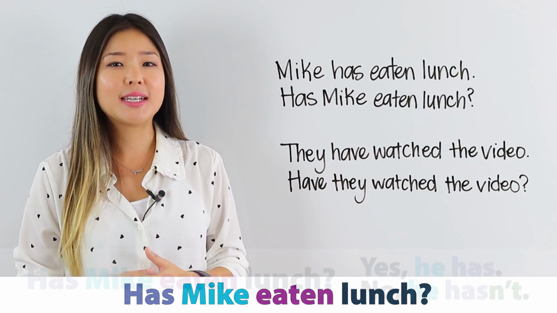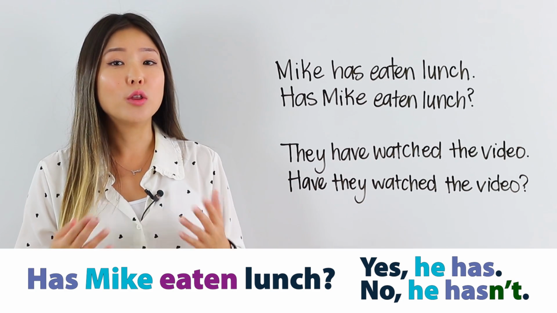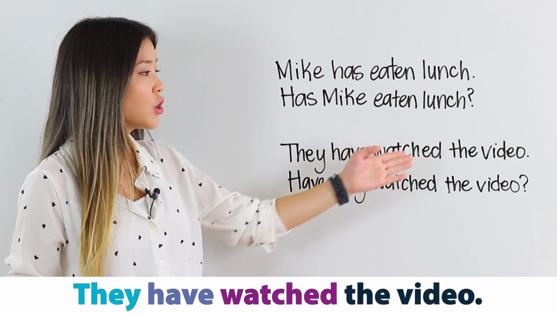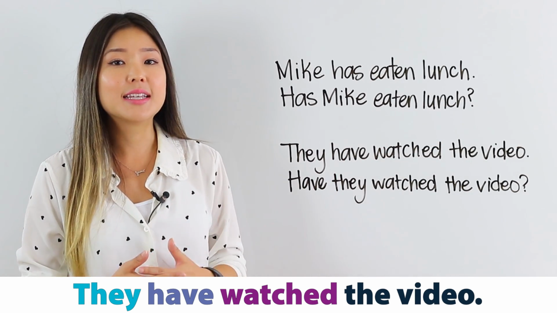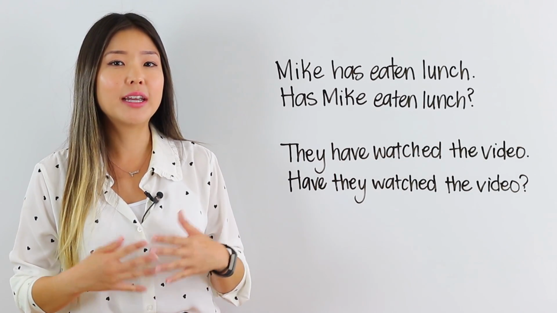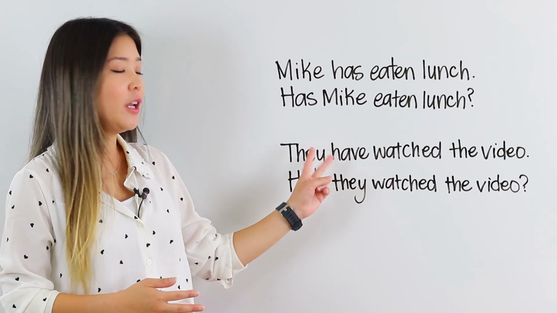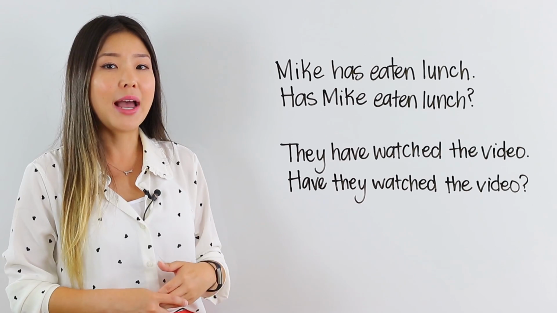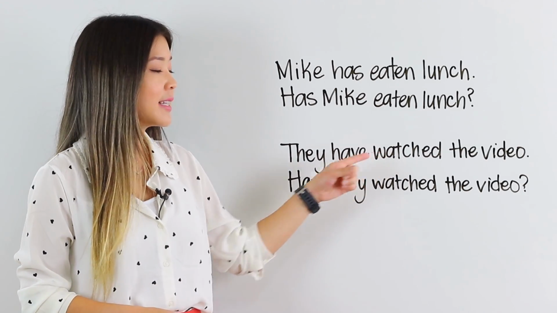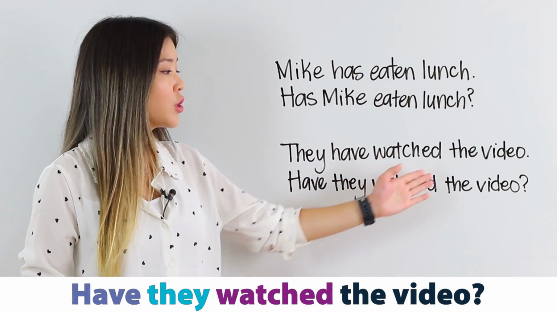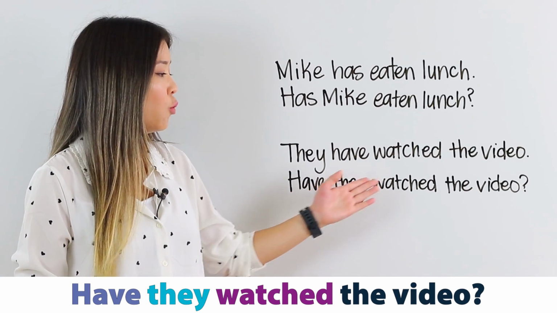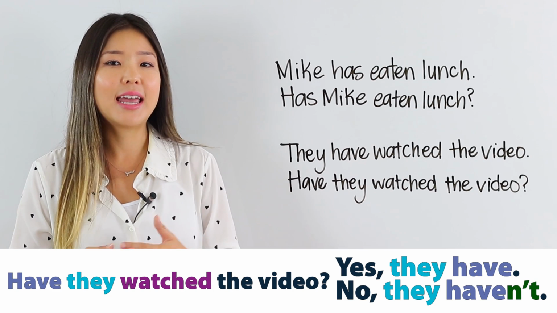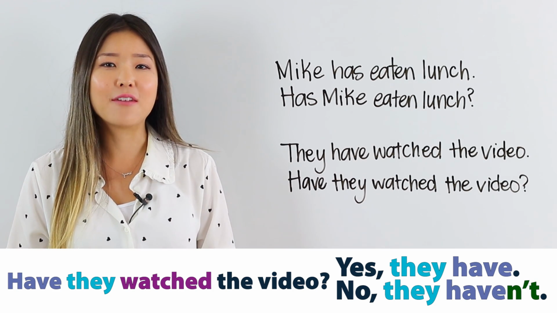And you can answer by saying, yes, he has, or no, he hasn't. The next sentence says, "They have watched the video." This is a statement. If we want to turn it into a question, again, we change the order of the first 2 words. Have they? And the past participle verb stays in the same place. Have they watched the video? You can answer this question by saying, yes, they have, or no, they haven't.